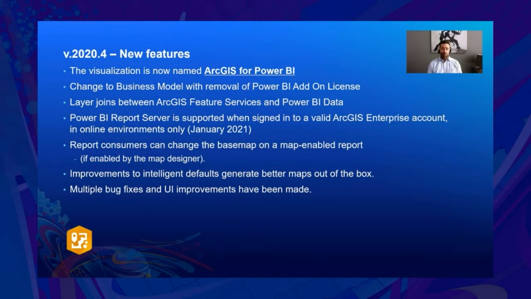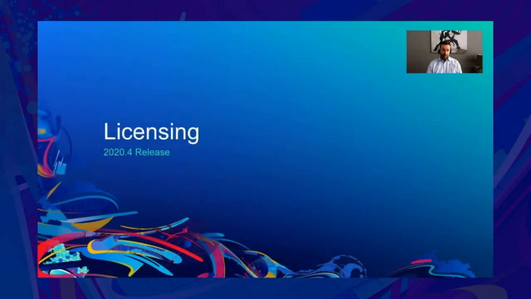The business model underwent a significant change, and we supported a well-requested capability to join Power BI data to our spatial data. So as long as we have a common field, we can join non-spatial data to spatial assets. And then there's support for Report Server, which happened at the end of January 2021, and multiple improvements and changes that helped improve the overall experience.